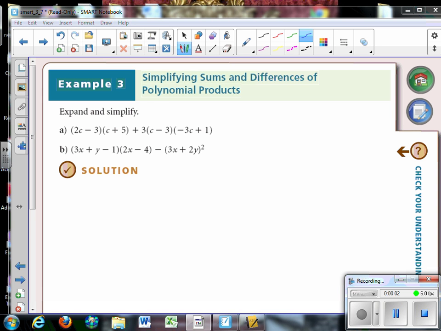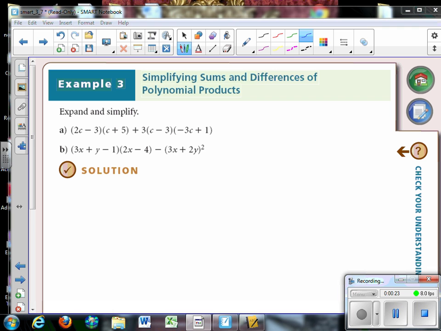Okay, today we're going to learn about simplifying sums and differences of polynomial products. When we expand and simplify, if you look at this question, and we're going to be doing A today, you can kind of pick out some of the things that were taught earlier to you in the year when we were dealing with polys. You can see that we're dealing with FOIL in the first part.